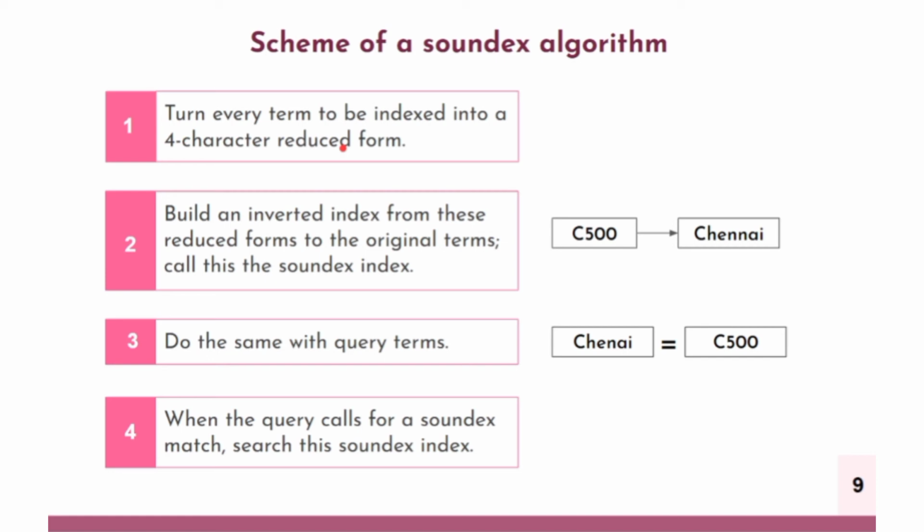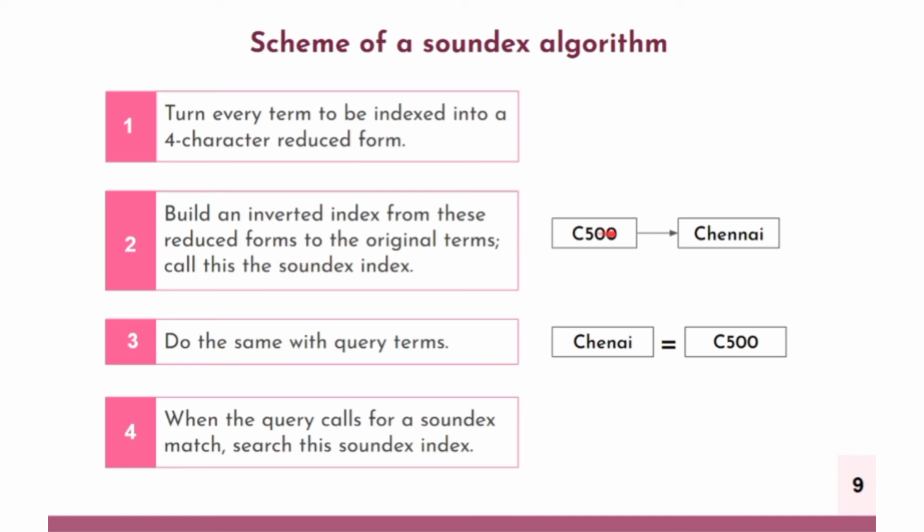So we have this collection with us with n number of terms and the documents linked to them, right? So there are various number of terms with us. So what we do is we take each term in that particular collection and derive the phonetic hash for each and every term. After deriving the phonetic hash for each term, we build an inverted index from these reduced forms to the original terms. Call this the Soundex index.